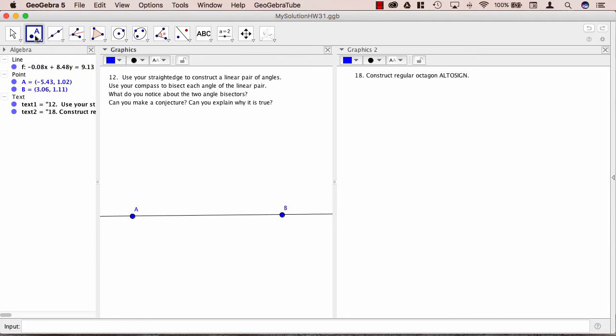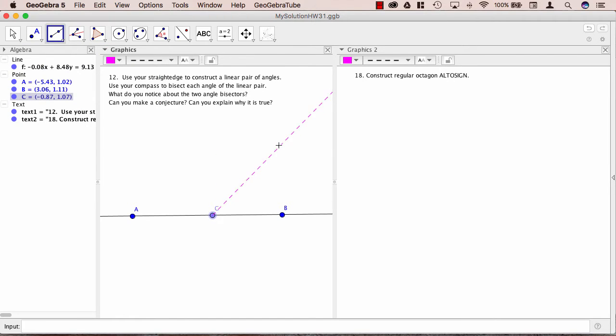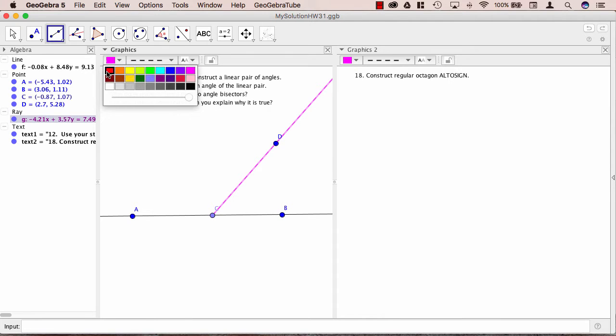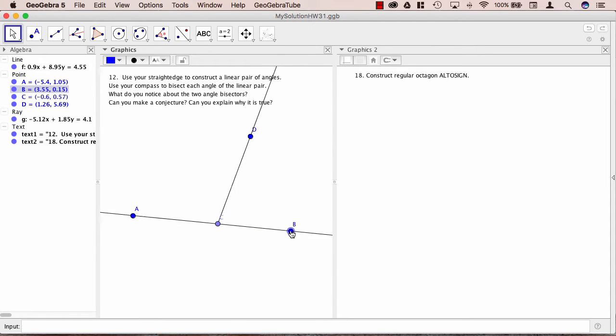and I'm going to put a point on that line and create a ray emanating from that point, and that ray creates a linear pair of angles. So angle BCD and angle ACD, a linear pair of angles. Okay, so now we're going to bisect each of those angles.